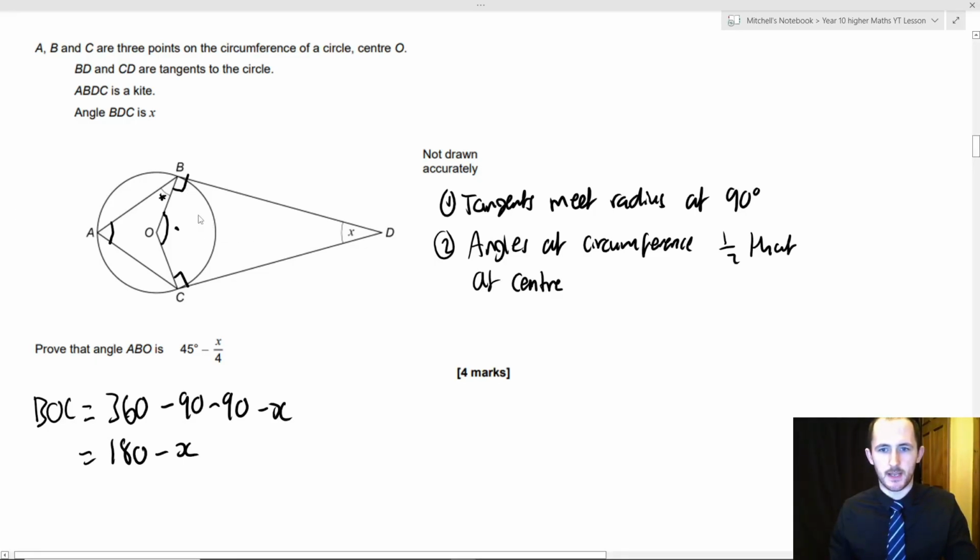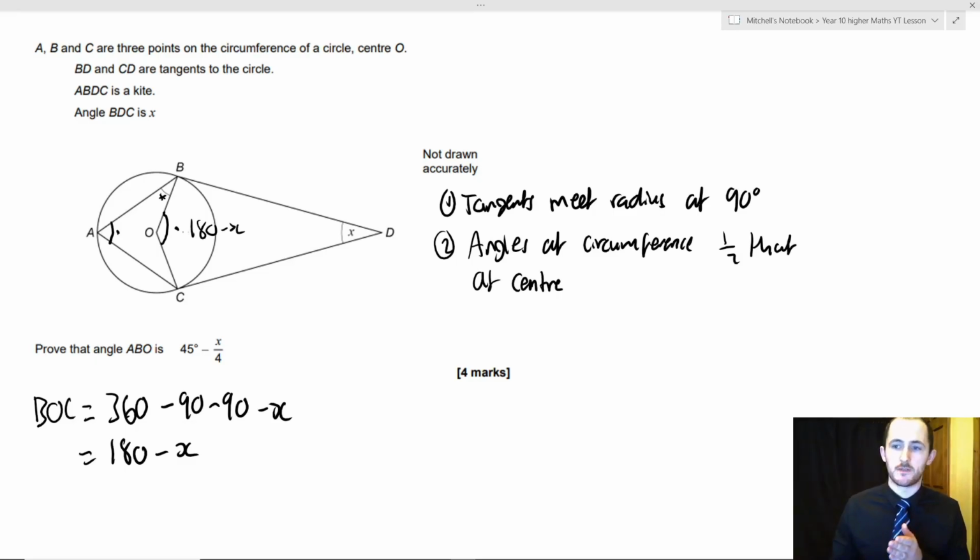Good to hear. Okay. So I'm going to clear this up a bit just by getting rid of some of these lines. Okay? So I know that this angle here is 180 minus x. Now, the angle behind it, this one over here at A, is half of that because of reason number 2. Angles at the circumference are half that at the centre, right? Because they're made from the same 2 points on the circumference.